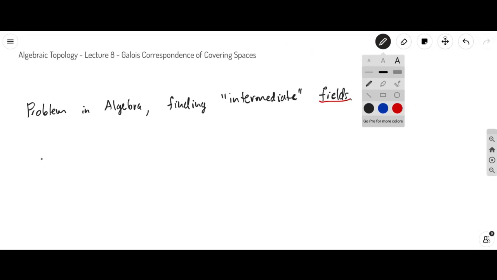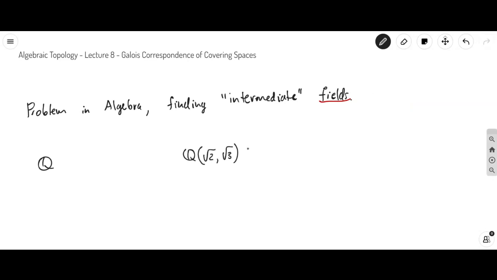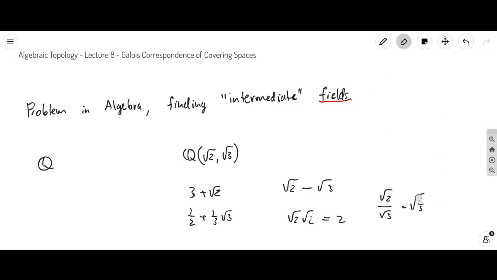And let's say you have Q. This is an example of a field. There's addition and multiplication. And then you have Q adjoin square root of 2 and square root of 3. So this would just mean that it's all numbers that are rational, and you also allow combinations of these two. So for instance, you can have 3 plus square root of 2, a half plus a third square root of 3, square root of 2 minus square root of 3, and so on, all different combinations. Of course, if you multiply square root of 2 twice, you get 2. And if you divide square root of 2 by square root of 3, then you get square root of 2/3. So square root of 2/3 will be in this field, and so on.